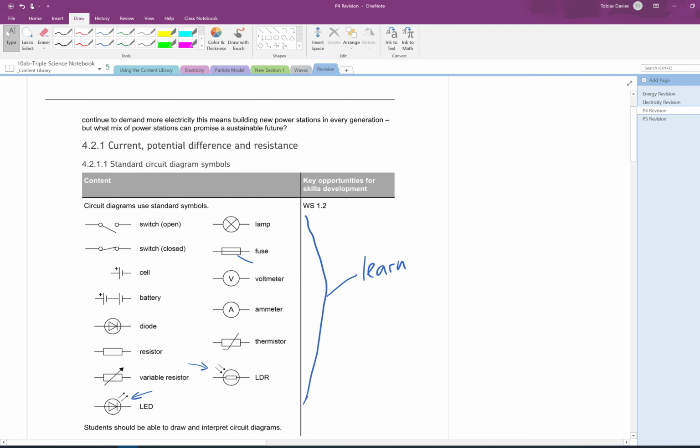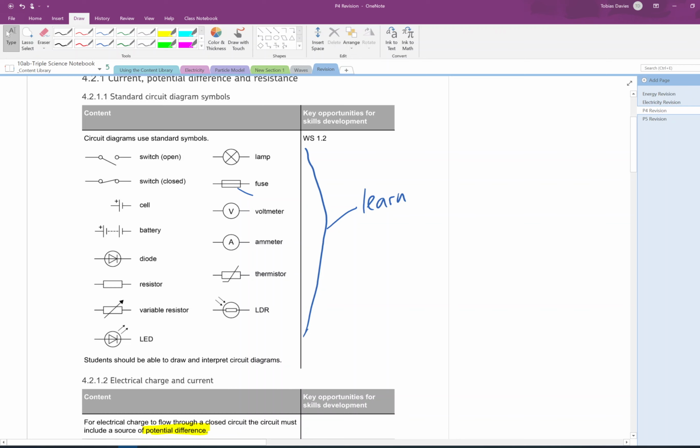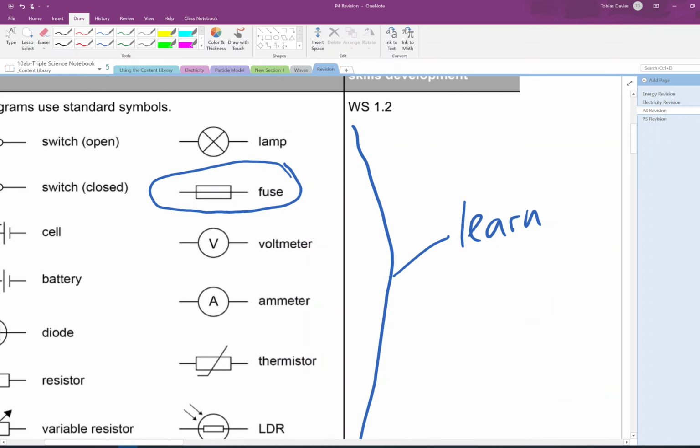So, first of all, if you look at the specification, there's a couple of things that you need to just learn, and that is the circuit symbols. Now, a lot of these, hopefully, you'll already know, but there's a couple of ones that will be less familiar with you. So, fuse is sometimes confused with resistor, because they've got very, very similar circuit diagrams.